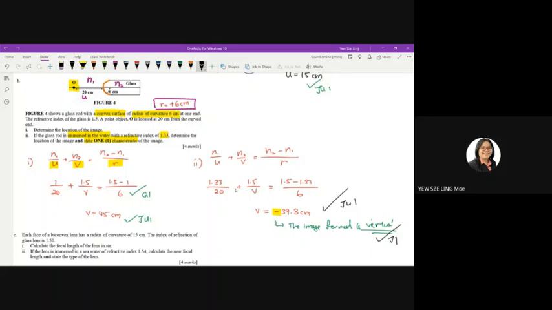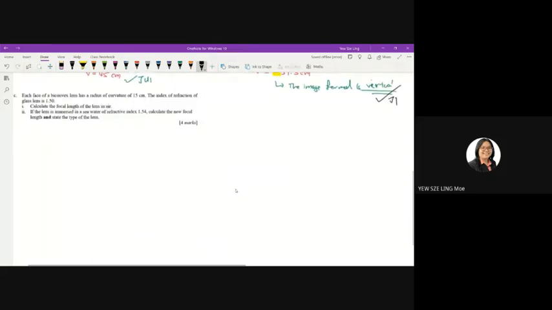So that is your question B. Now let's look at question C. Question C, now you have a lens, a biconvex lens. So this is your biconvex lens. A biconvex lens has a radius of curvature of 15 cm. You are given just one R, meaning both surfaces have the same R. The refractive index of the glass is 1.5. Calculate the focal length of the lens in the air.